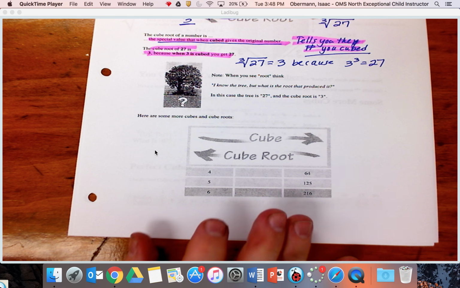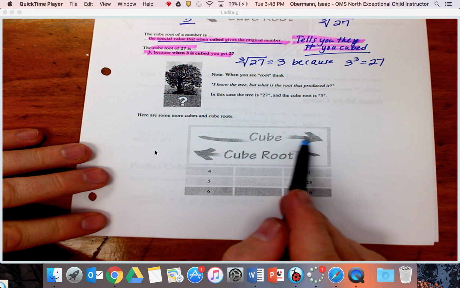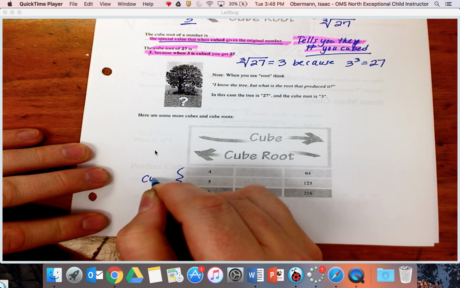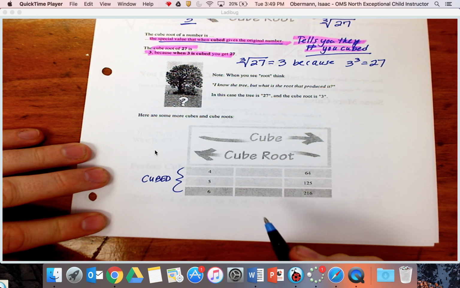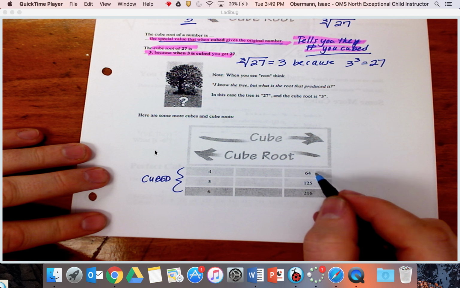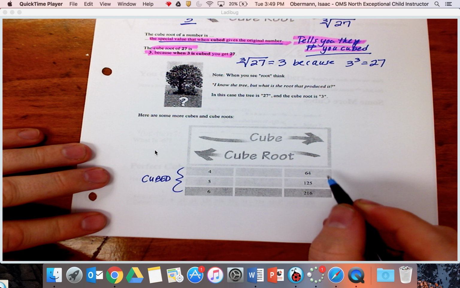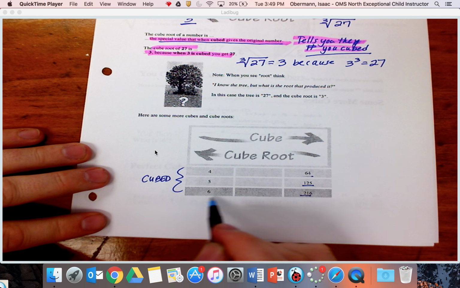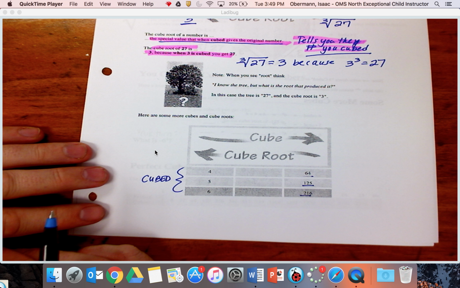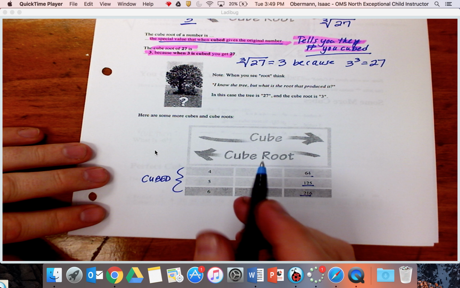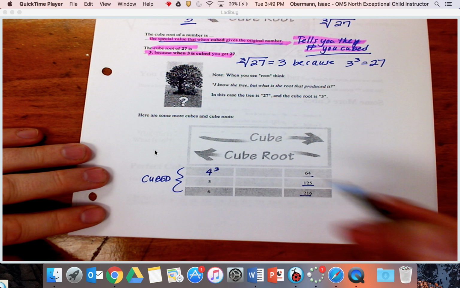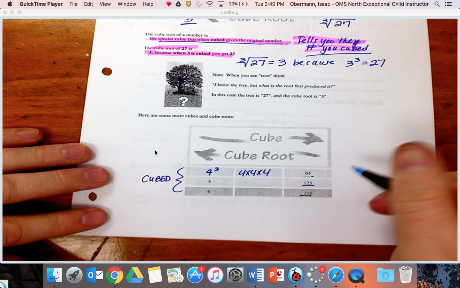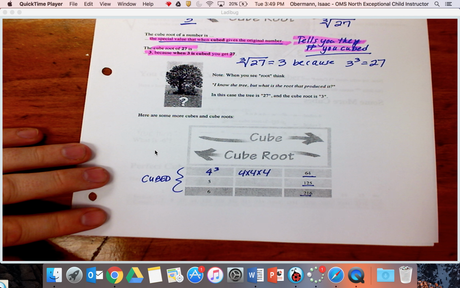So here's a little table they have back here. And a cube, you can see, will flow this way. These are the numbers that are going to be cubed, or multiplied 3 times, and this right here will be the answer. Or we can go backwards and take the cube root of these and get the number that we were cubing. So in this case, if I take 4 and I cube it, 4 to the third power, that's 4 times 4 times 4, and I'm going to get 64.